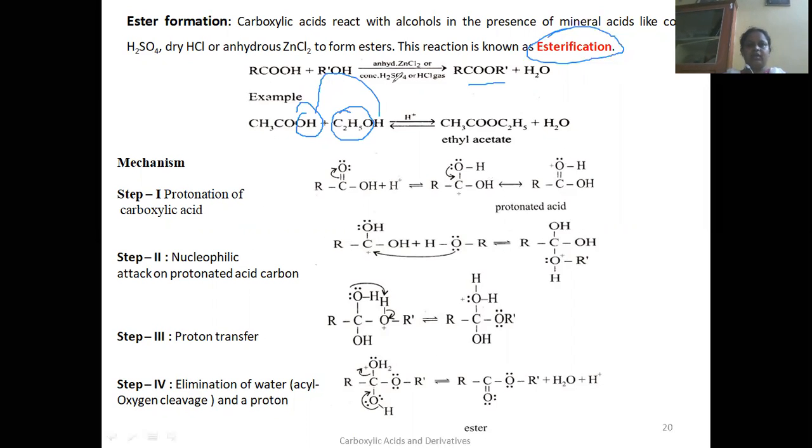The mechanism involves the mineral acid that is used here acting as a catalyst, and the alcohol here acts as a nucleophile. The acid is a catalyst and the alcohol is a nucleophile. Once you see the mechanism, you will know what is the job of acid and what is the job of alcohol here. Okay, let me erase this one first.